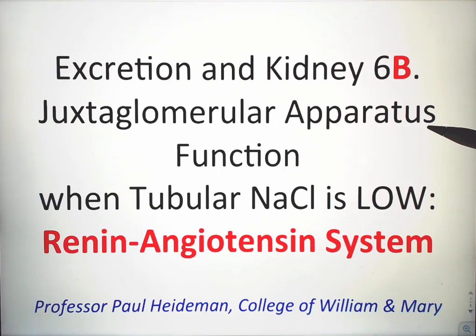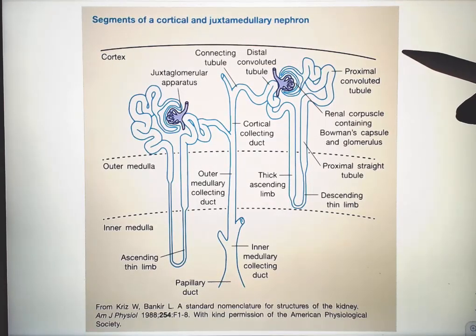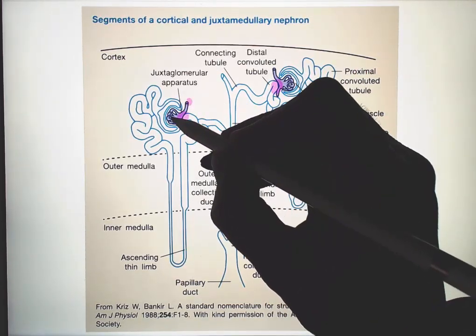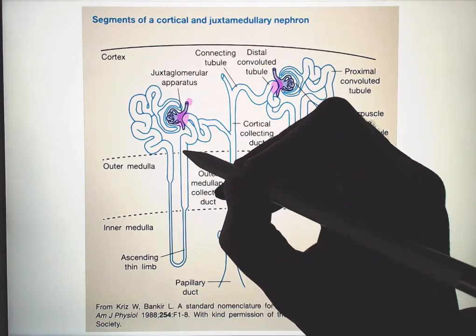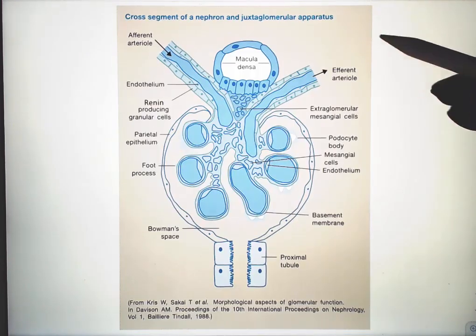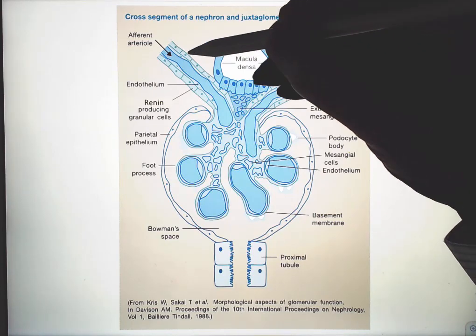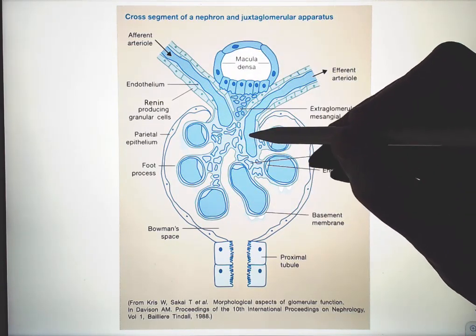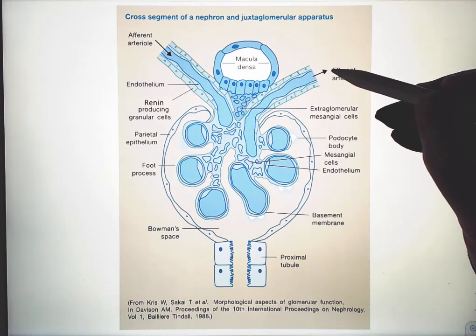This video looks at juxtaglomerular apparatus function in the kidney when tubular NaCl is low, in particular activating the renin-angiotensin system. To orient you, the JGA is here, where blood comes into the glomerulus and where part of the distal convoluted tubule passes. This cross-section of the JGA and glomerulus shows the afferent arteriole blood coming in through the glomerular capillaries and out through the efferent arteriole.